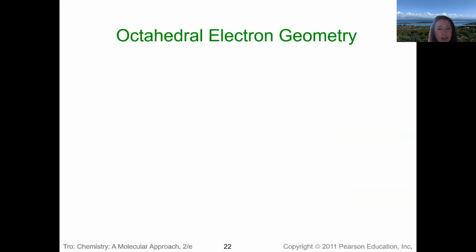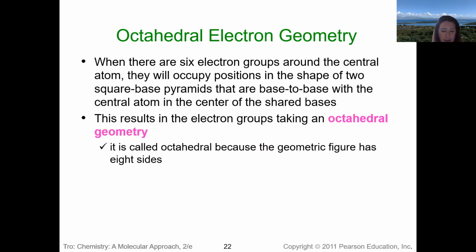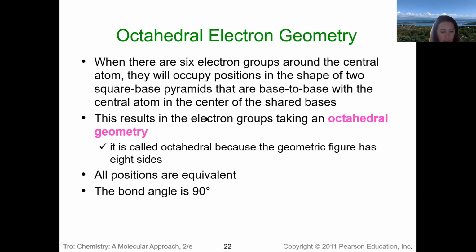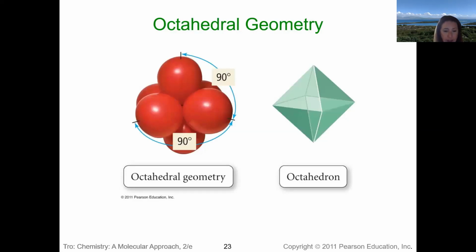Okay, next one, octahedral. Octahedral is going to have 6 sides to it, or 6 things to it. It looks kind of like a pyramid when you look at it, like a square pyramid. I'm going to show you a picture of this. The bond angles are all 90 degrees in an octahedral geometry. Everything is 90 degrees away from each other in an octahedral.